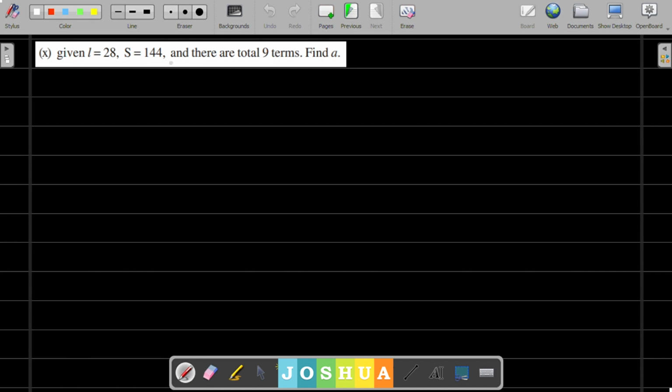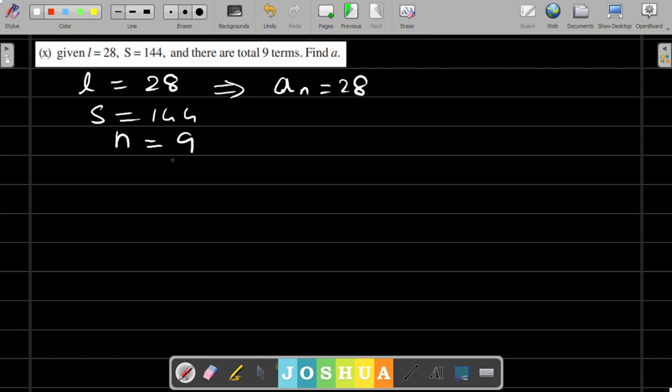What you have to understand from L is equal to 28 is that it indirectly implies An equal to 28. And given here is S equal to 144, and n equal to 9 because there are total 9 terms. So we have to find A is equal to what? We know the formula Sn is equal to n upon 2. We have two formulas. I am going to write the second formula, A plus An, because A only I am going to find out, An already there, n already there, Sn already there.